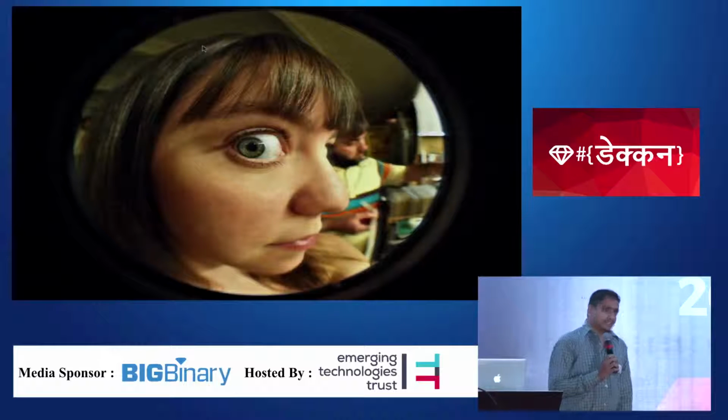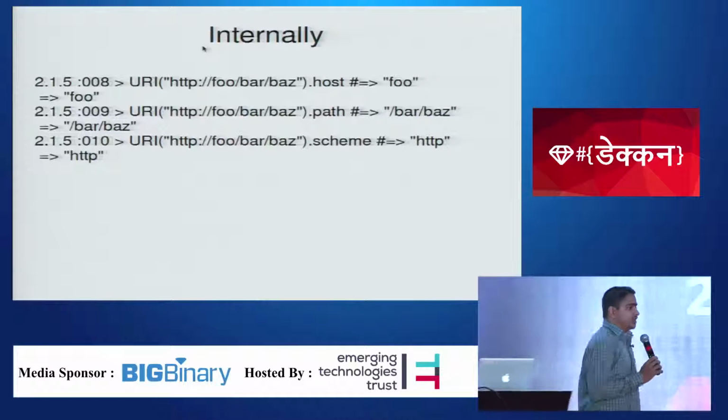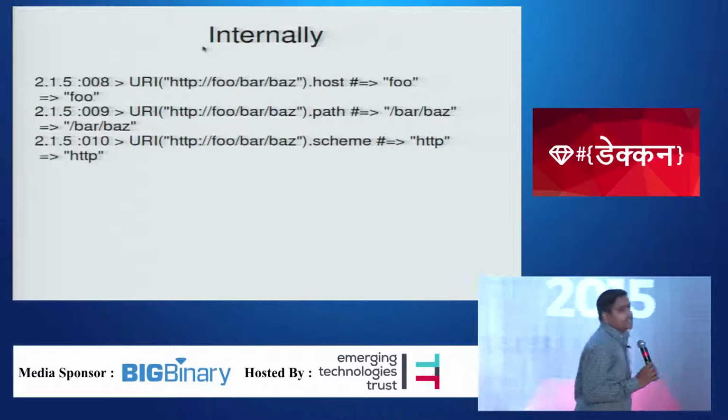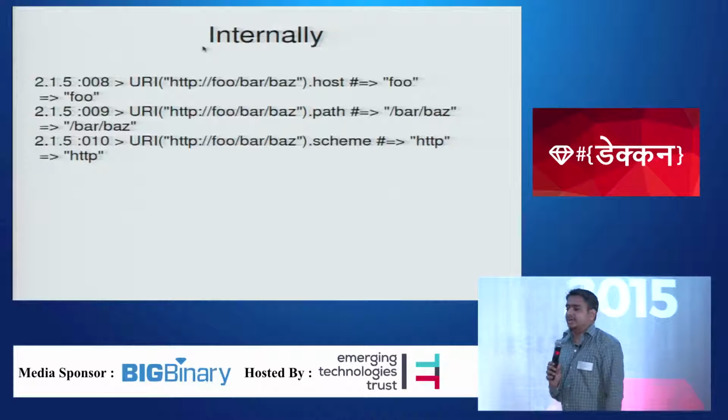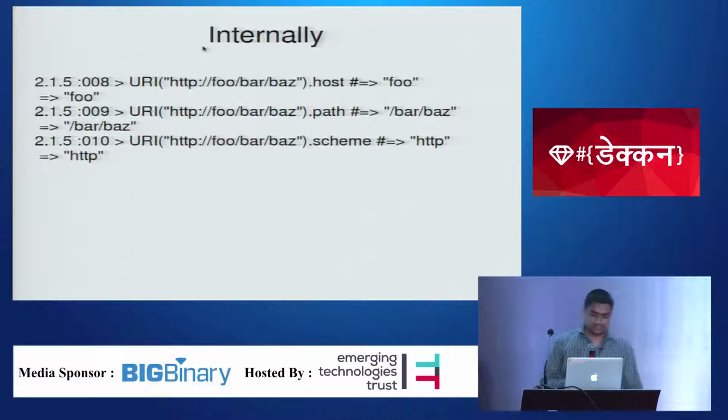So how does it work internally? Internally, it makes use of Ruby's URI module and the generic class, which already provides us these methods, and it returns the entire global ID string.